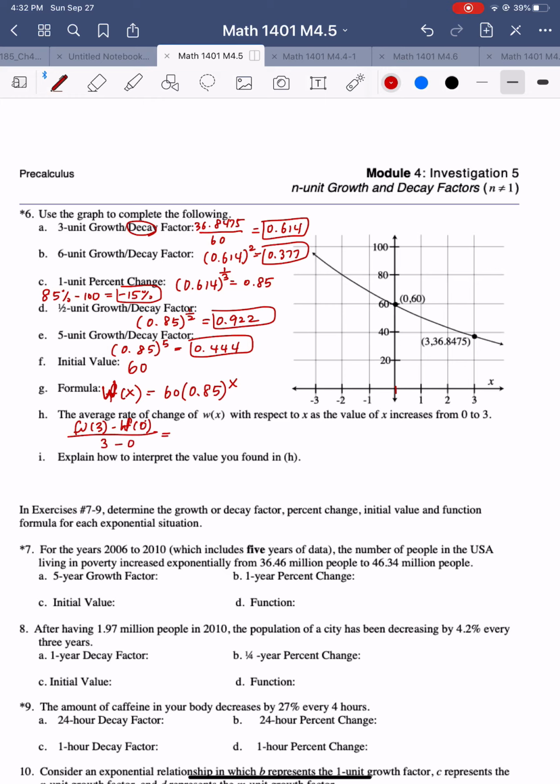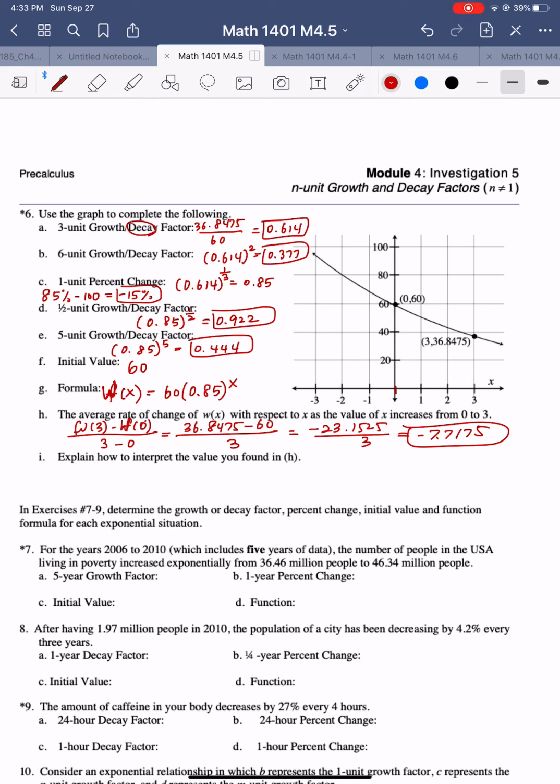So w of 3 is already given: 36.8475 subtract 60 over 3, and then it will be about negative 23.1525 over 3, about negative 7.7175. So I explain how to interpret the value defined in the h, which is the slope of the line connecting the 2 points, representing the average rate of change of w of x with respect to x as the value of x increases from 0 to 3.